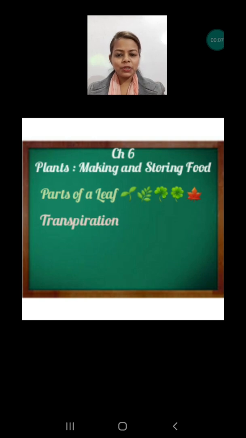Today we are going to discuss further about chapter 6, that is plants making and storing food. In the previous video we had discussed the different parts of the plant and the functions of those parts also. In this video we are going to discuss the different parts of a leaf. What are the different parts of a leaf, how they support the leaf and why they are important. After that we will also discuss transpiration, what is the meaning of transpiration and how it is important for the plant.